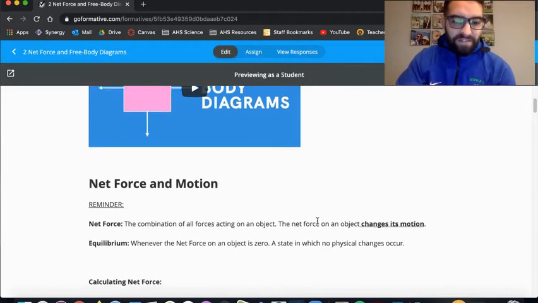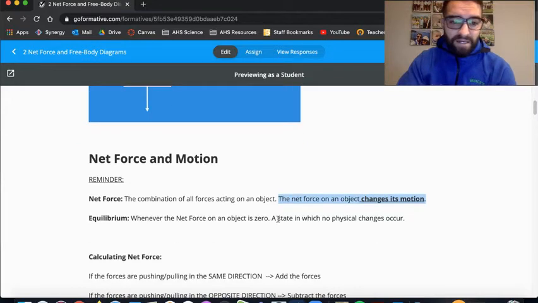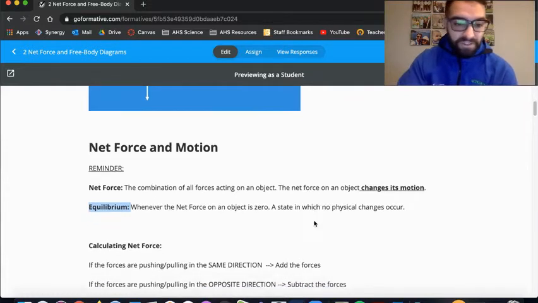Next, a couple reminders. This was from our activity number one when we introduced what a net force is, what forces are, and how it relates to motion. So, just a reminder, the net force is a combination of all forces acting on an object. And if there is a net force greater than zero, that means there's going to be a change in the motion of the object. If the net force is zero, then that means it's at equilibrium and there's no change that's going to occur. There's no motion that's going to occur.